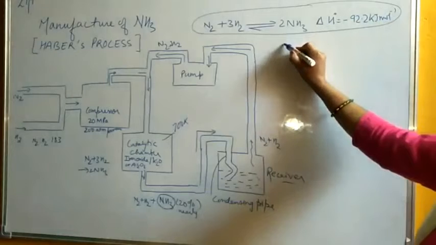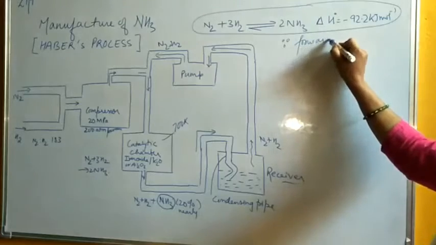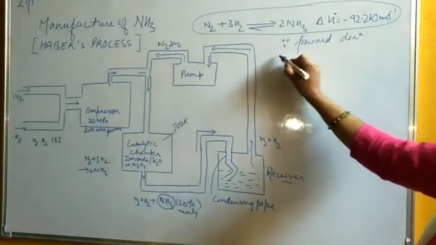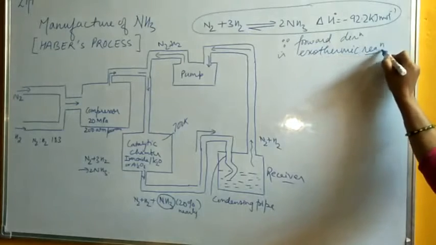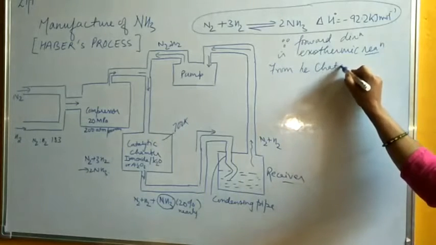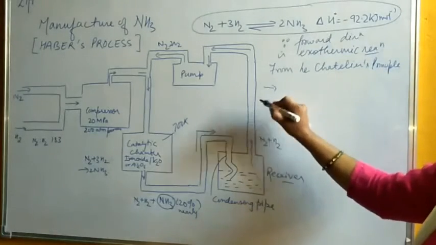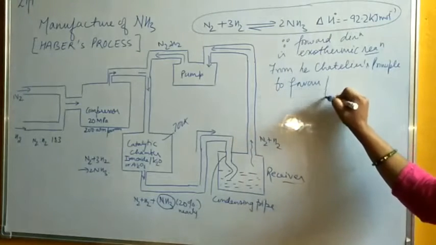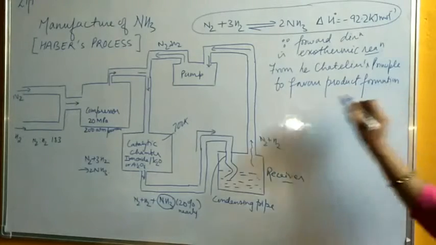Now from the Le-Chatelier principle, because we need the forward direction where the product ammonia is being formed, and since the forward direction is an exothermic reaction, students, from the Le-Chatelier's principle, to favor the product formation. So students, the product is ammonia, right?